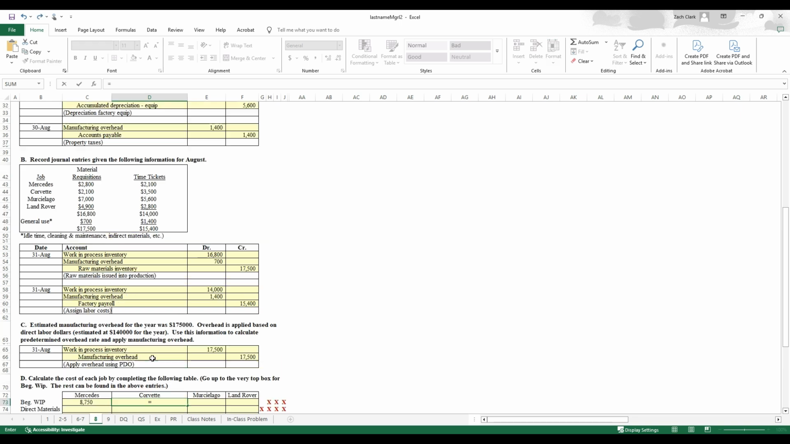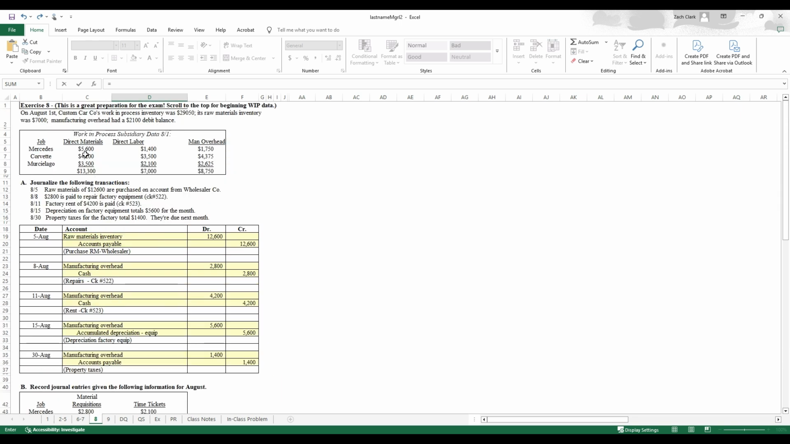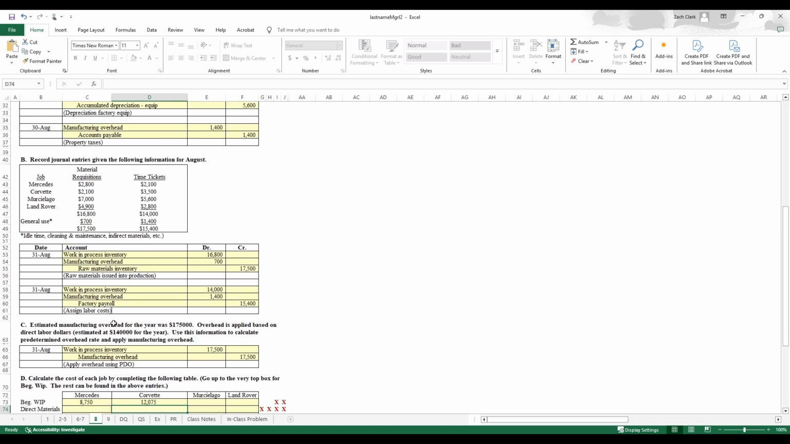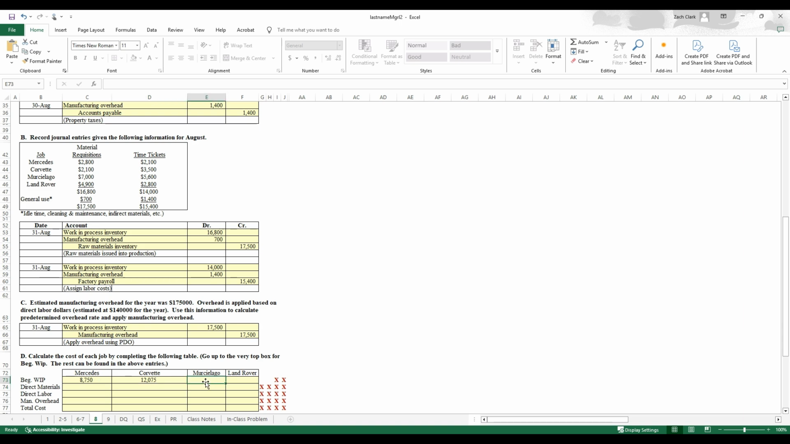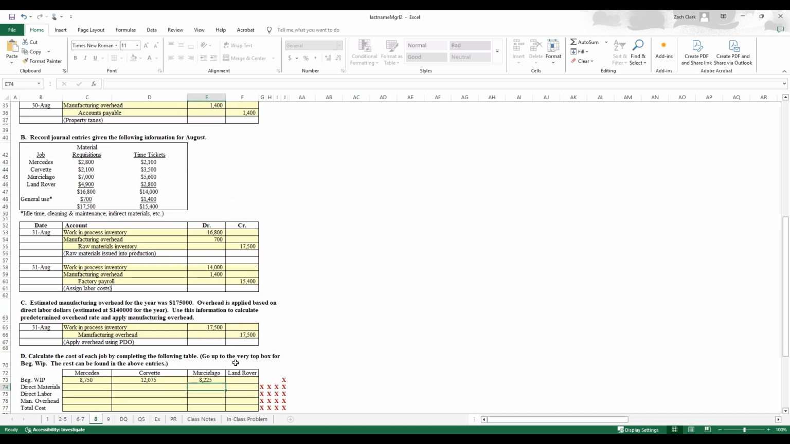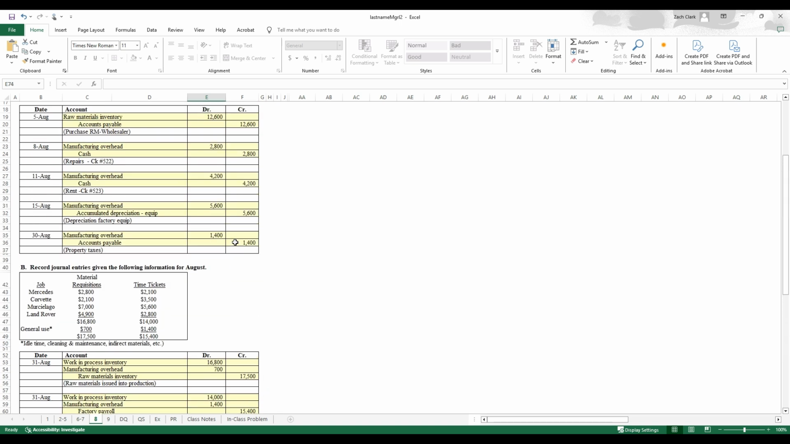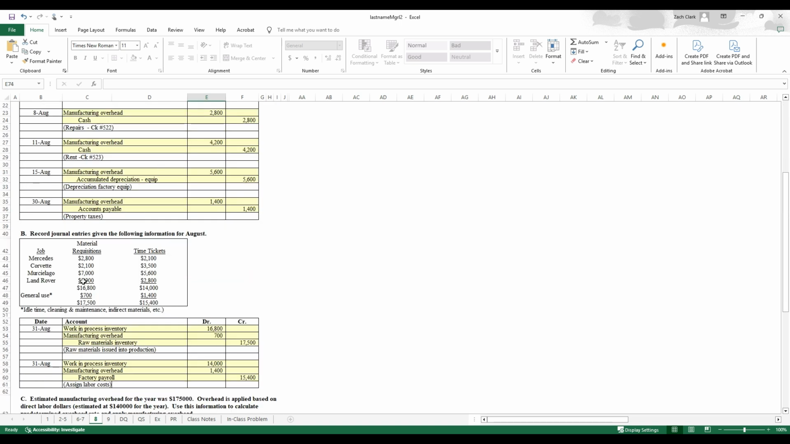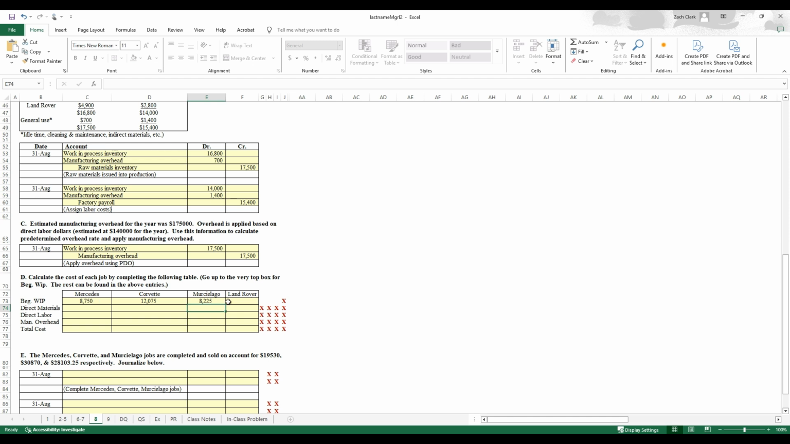Okay, let's look at Corvette. And that was 4,200 plus 3,500 plus 4,375. Okay, we're looking good on that one. Murcielago is going to be 3,500 plus 2,100 plus 2,625. And I think Land Rover, that was 0, right? We just started on that job here. So we're putting 0 in.